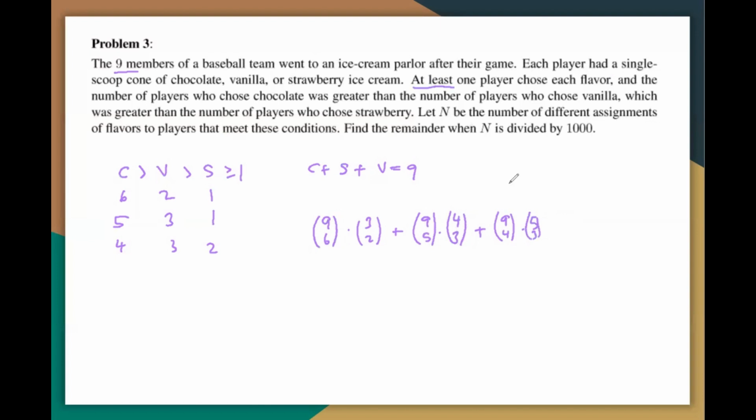9 choose 6 is the same as 9 choose 3. That's going to be 9 times 8 times 7 over 3 times 2, which you should probably do in your head anyway, but I'll write it out. So this is going to be 3 times 4 times 7. I'm kind of lazy to multiply. And then this is times 3.